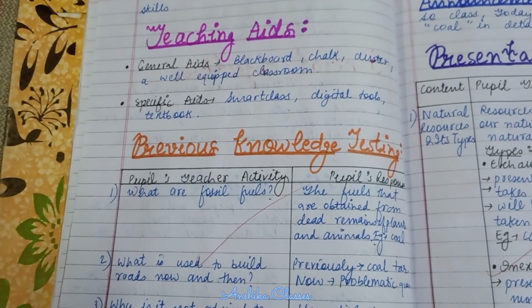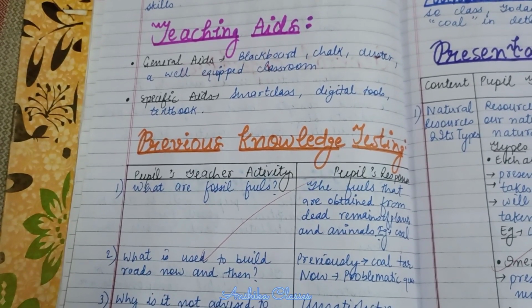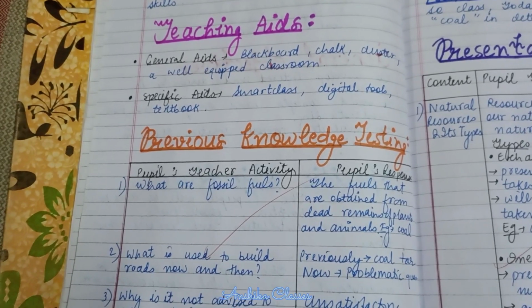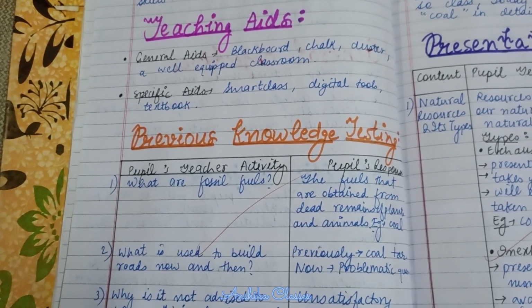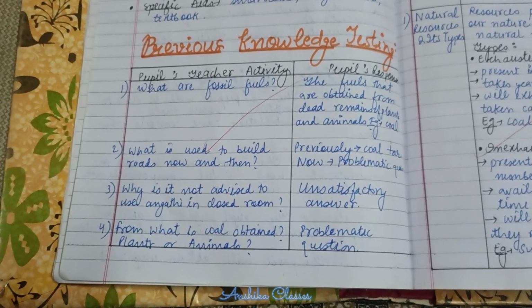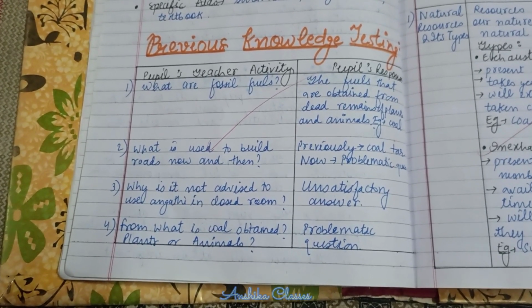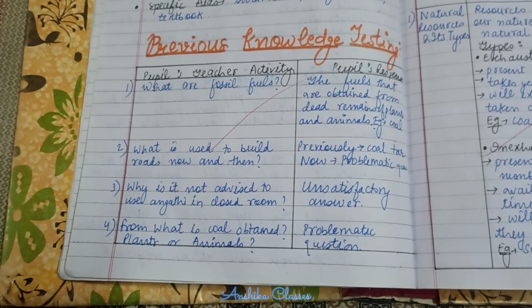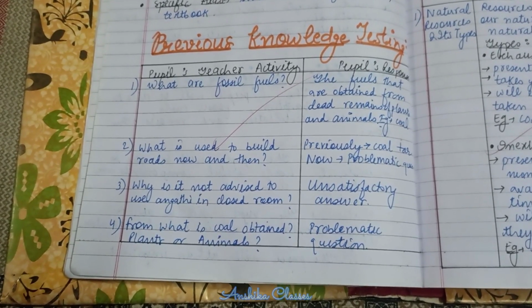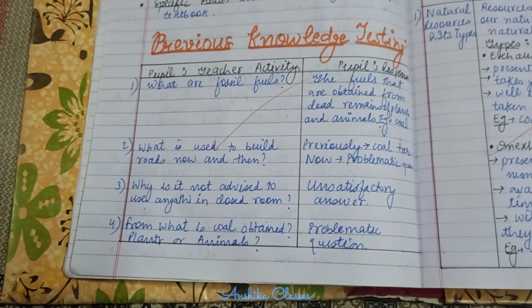Teaching aids: there are general teaching aids such as blackboard, chalk, duster, and specific teaching aids such as smart class, digital tools, textbook. Previous knowledge testing questions are: what are fossil fuels? Fuels which are obtained from dead remains of plants and animals are called fossil fuels. Example: coal, petroleum. What is used to build roads now and then? Previously coal tar, now not sure.